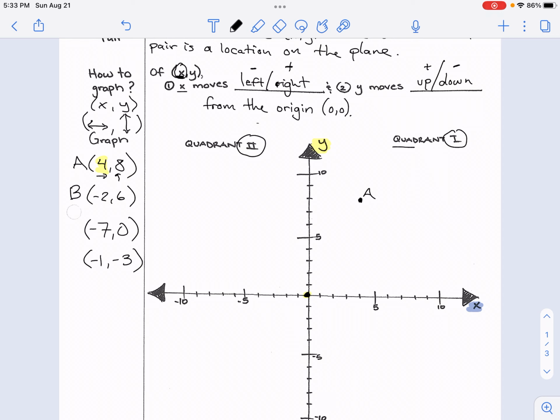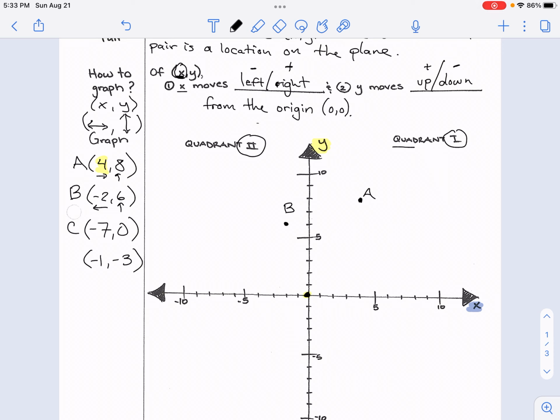-2, +6. So -2, it's either left or right. Since it's negative, this will go left. And we talked about this when we're working with integer operations, using the number line to compute integers. For 6, this is either up or down. Since it's positive, we're going to go up. So like I said, from the origin, -2 will go left 2, and then +6 will go up 6. 1, 2, 3, 4, 5, 6. It should be right here. Okay, but let's just draw that in. We'll label that B.